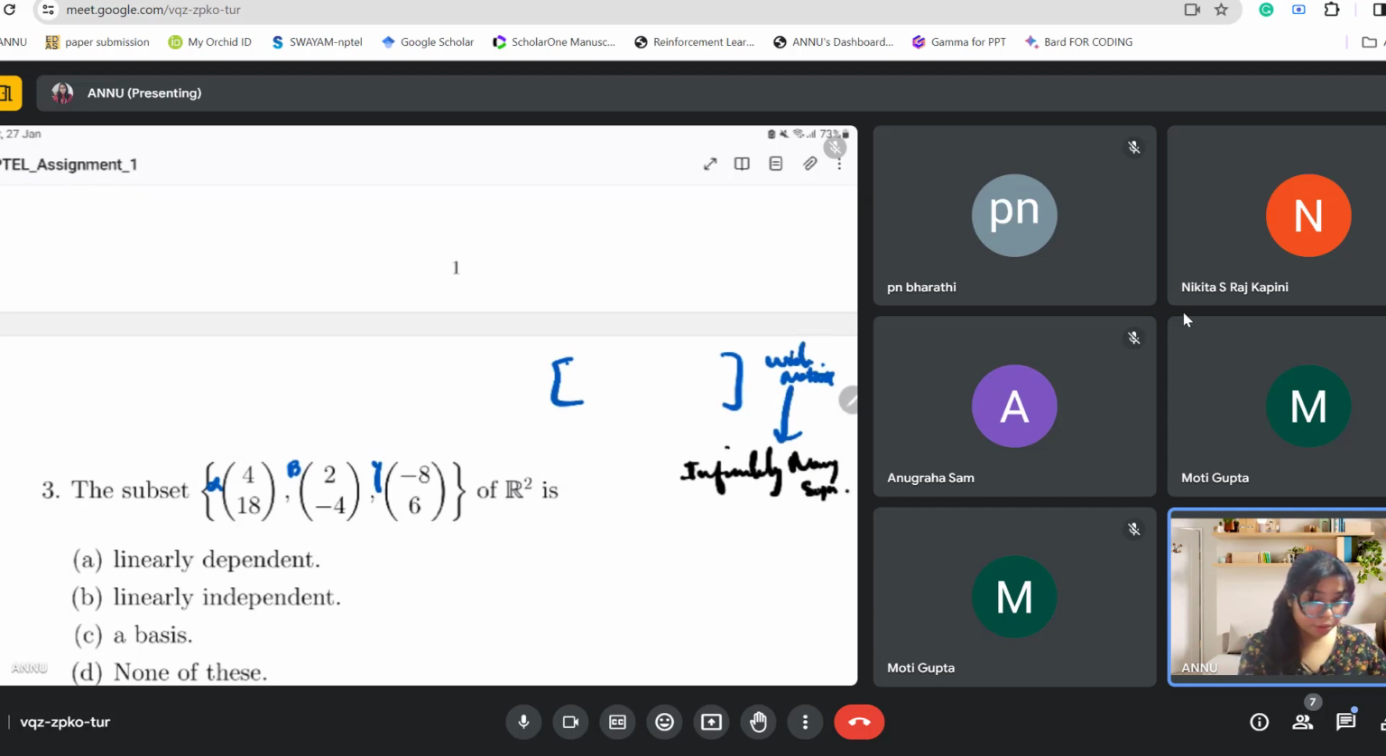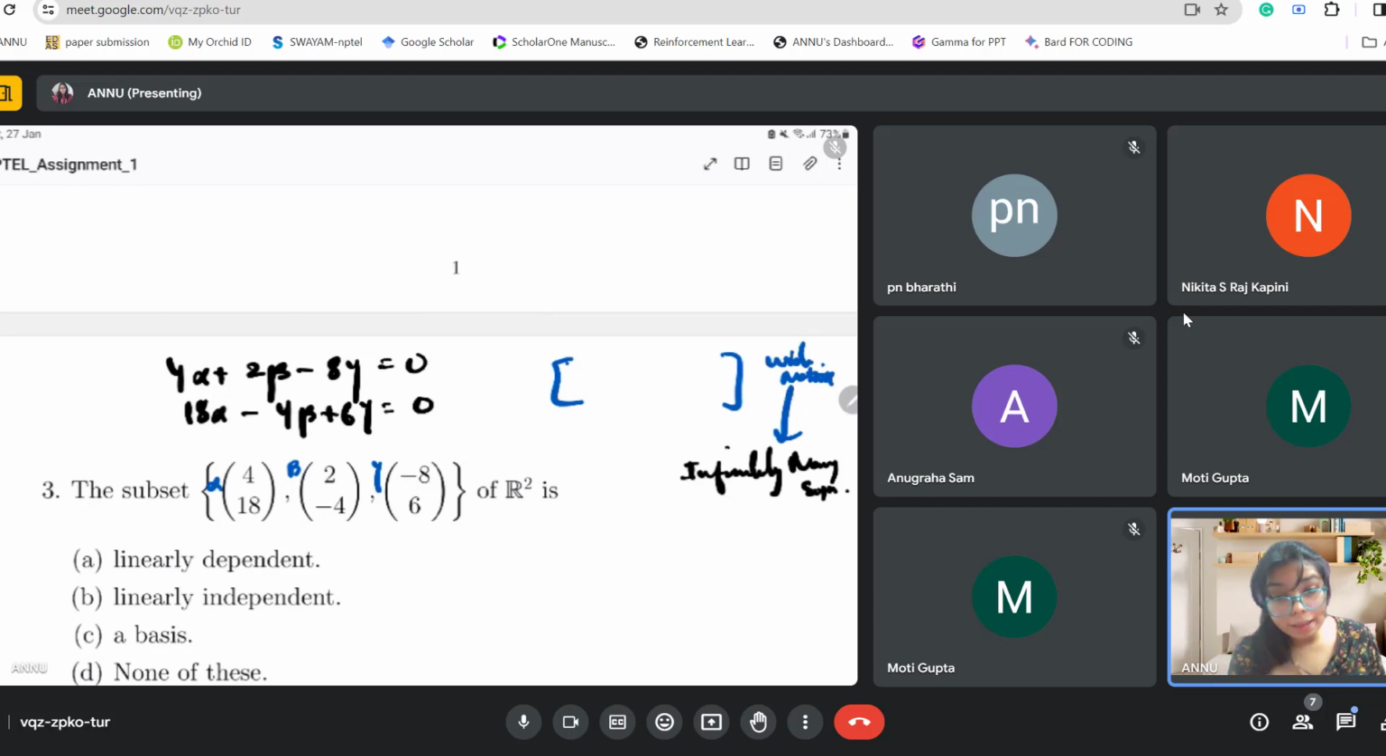I don't know whether you know or not, but this is a wide matrix. Let us see how. 4 alpha plus 2 beta minus 8 gamma is equal to 0. Then 18 alpha minus 4 beta plus 6 gamma is equal to 0. So you can see you will have the number of variables more than the number of equations.